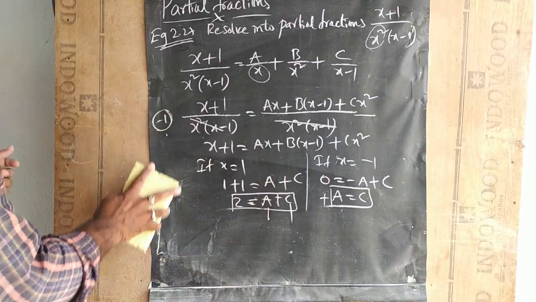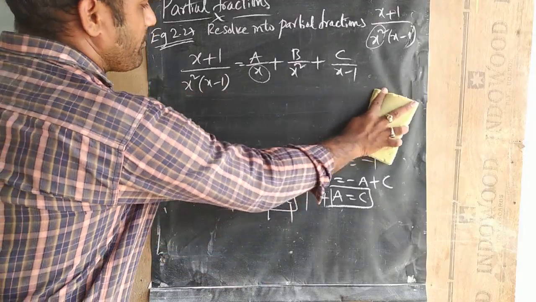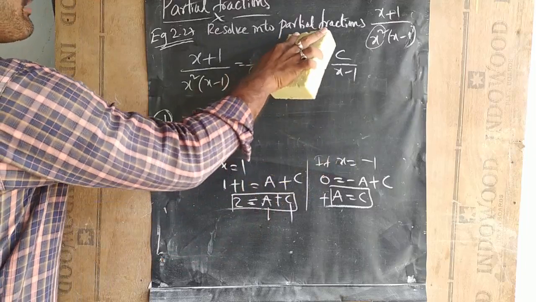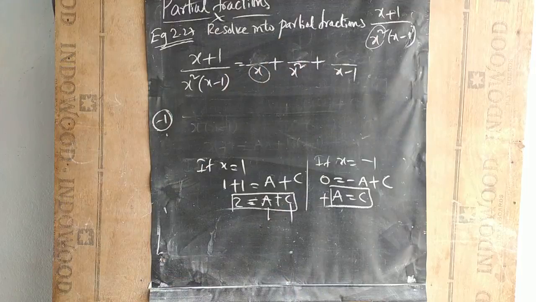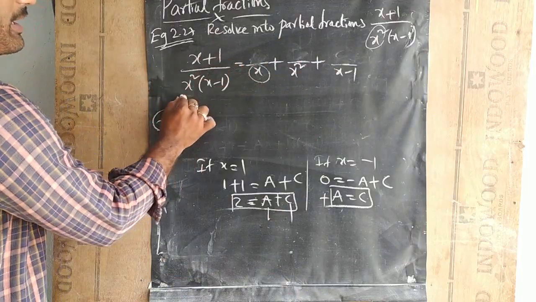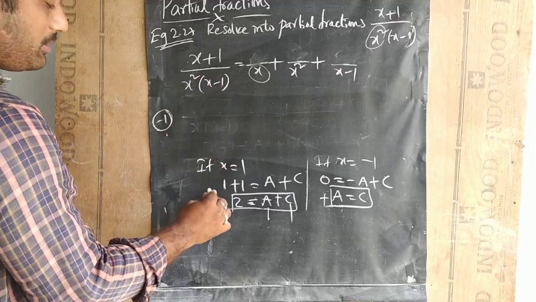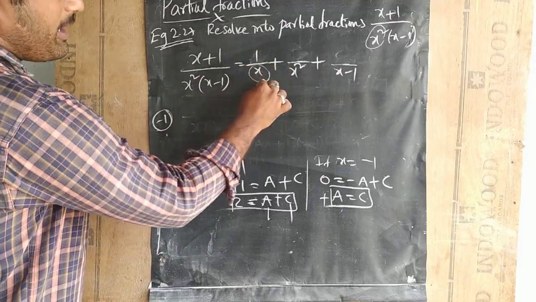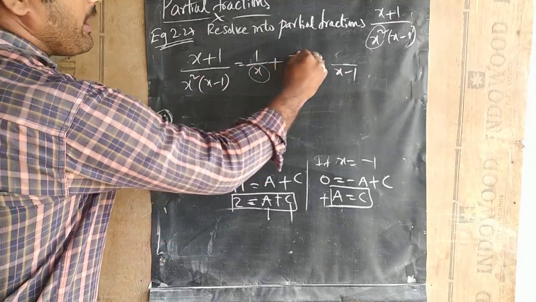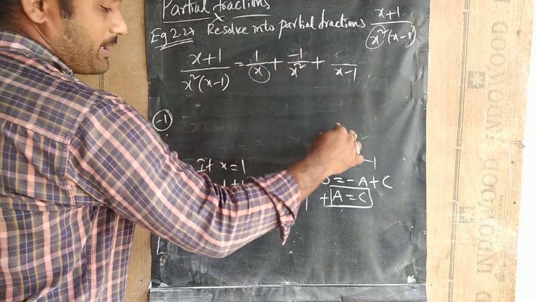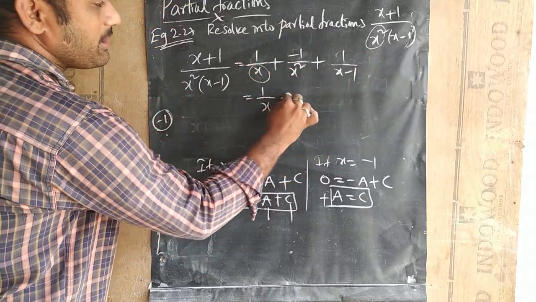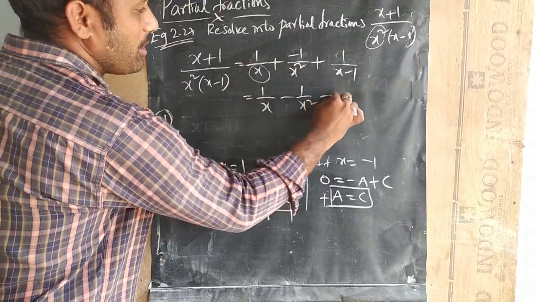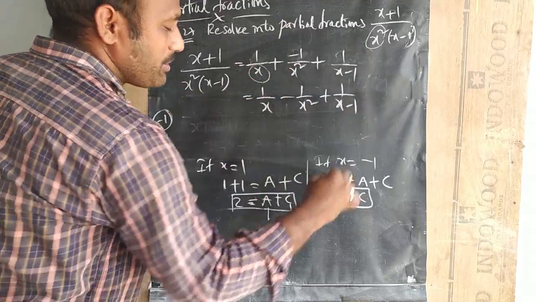Let me replace them in the partial fractions. So what will be the final answer? We have to write x plus 1 by x square into x minus 1. A value is 1 by x, plus minus 1 by x square, plus 1 by x minus 1. So plus into minus it will become minus. 1 by x minus 1 by x square plus 1 by x minus 1.